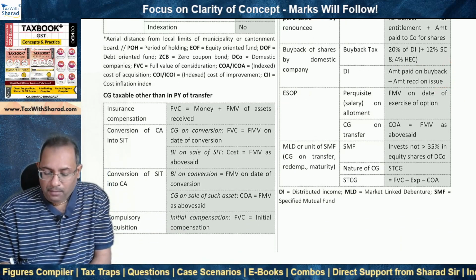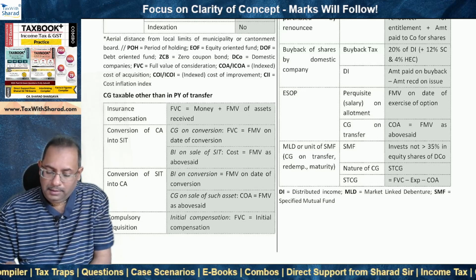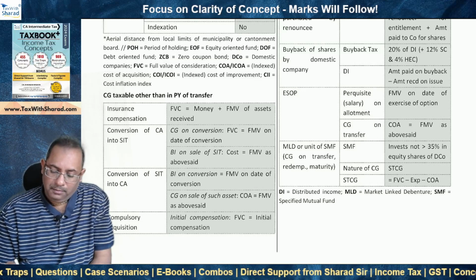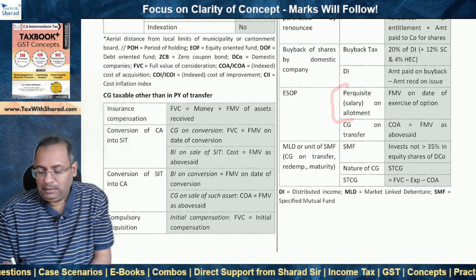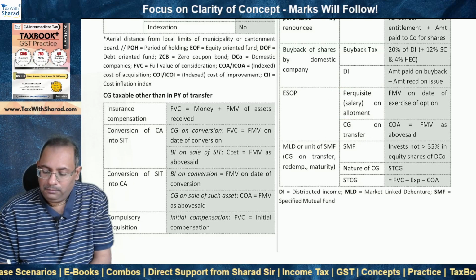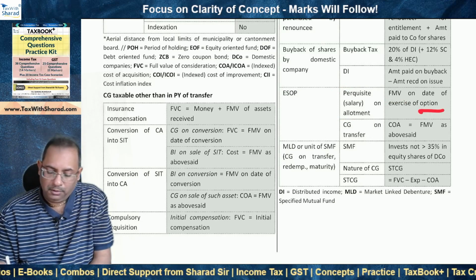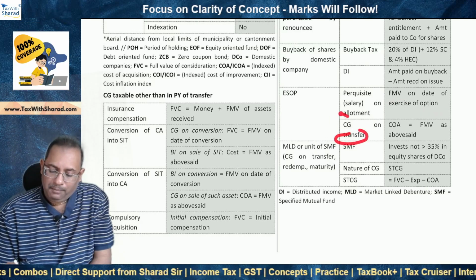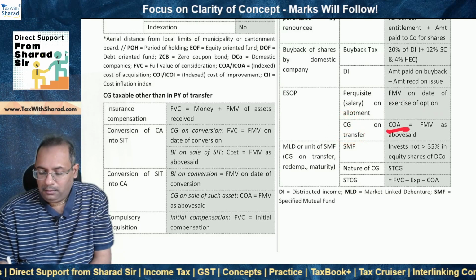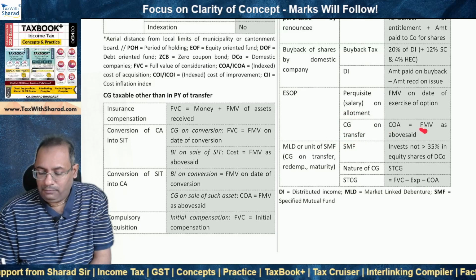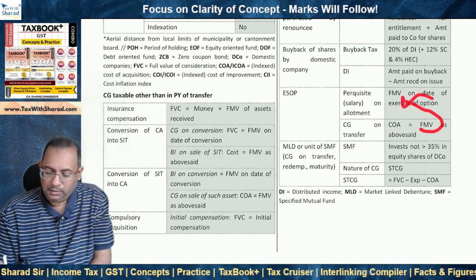ESOP. Employee stock options. In that case, in stage 1, perquisite arises on allotment taxable under the head salaries, and that is equal to the FMV on date of exercise of option. On subsequent transfer, capital gain arises, and for that, the cost of acquisition that is taken is the FMV as taken aforesaid.